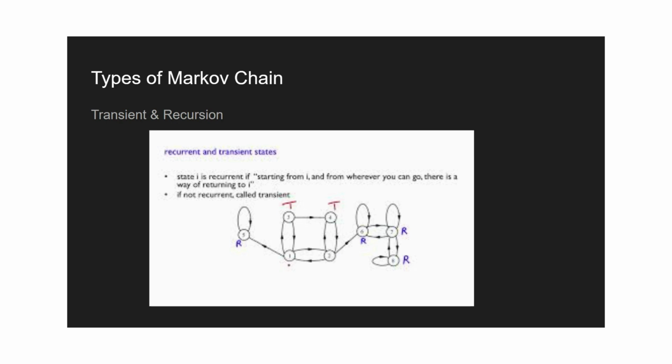And the other state is called the recurrent state. For example, if you look at the left part of the diagram, from S, it will always come back to S. So this chain is a recurrent chain because it will always come back. The probability of returning is 1. It's guaranteed to always come back to the chain.